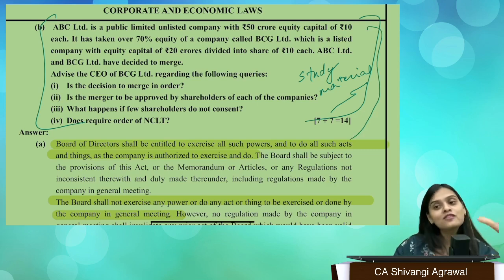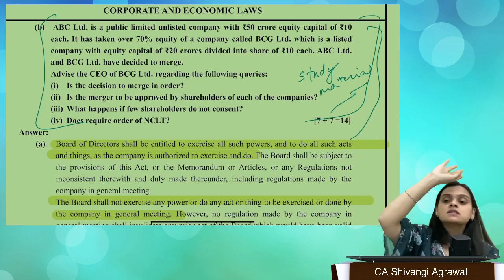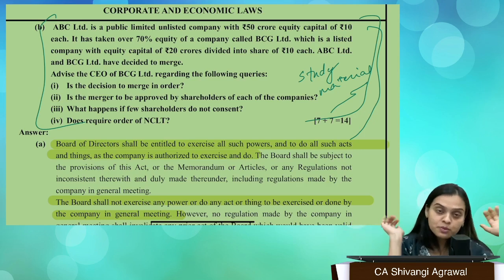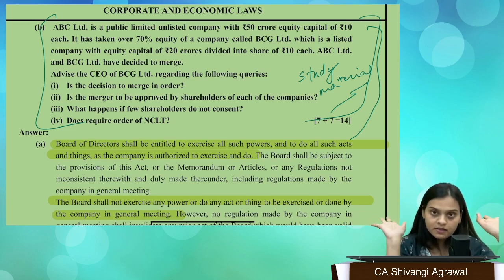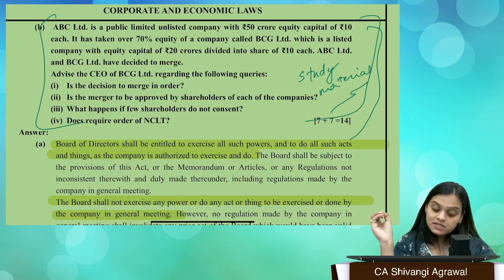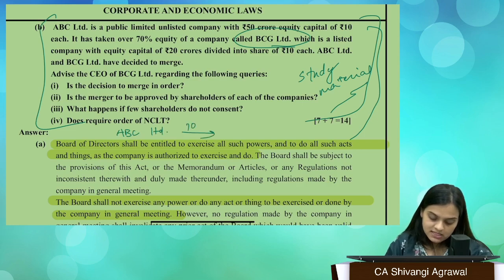तो ये solved case study आपकी इंस्टीट्यूट ने पूछी है, मतलब बुक में दी हुई है, और एज इट इज उठा के यहाँ पे MQP में भी दी हुई है फॉर रिविजन पर्पस. क्या लिखा हुआ है? ABC Limited is a public unlisted company with 50 crore equity capital of 10 each. It has 70% equity of a company called BCG Limited. मतलब BCG Limited इसकी सब्सिडियरी हो गई, राइट. We have ABC Limited and इनके पास 70% इक्विटी है of BCG Limited.